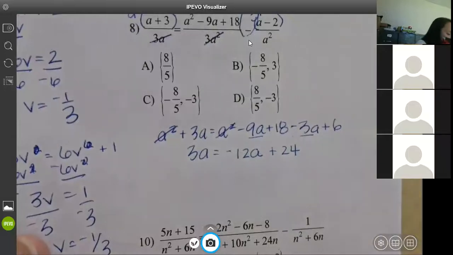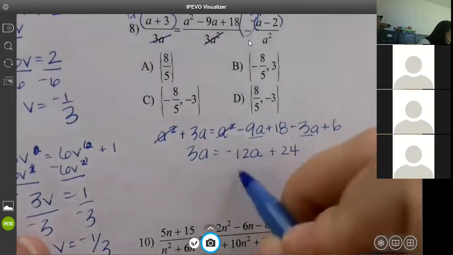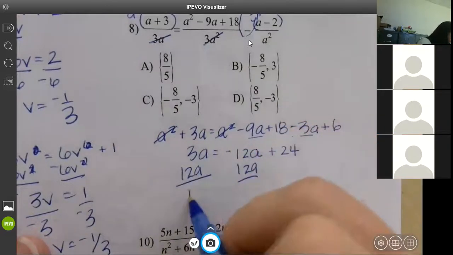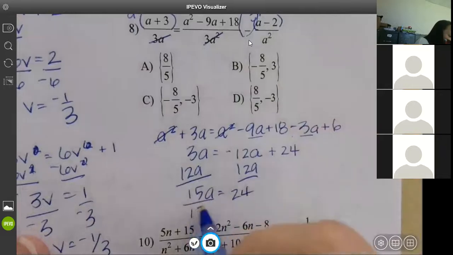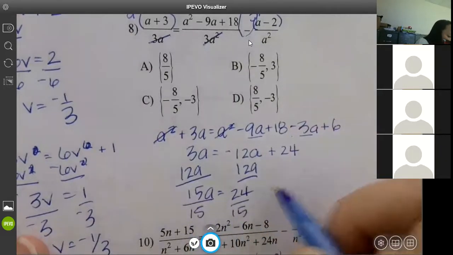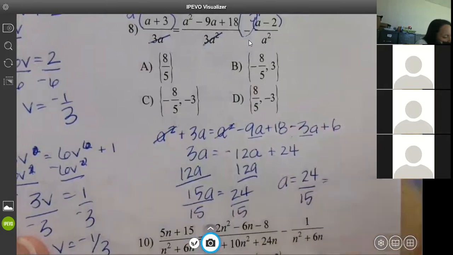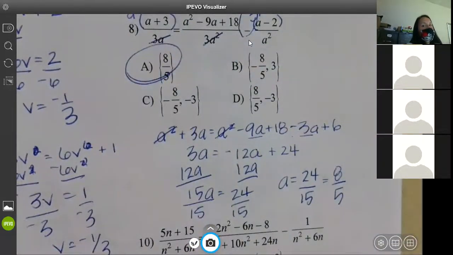How do I solve? Add 12a. 15a equals 24. Divide by 15. We need to reduce 24 over 15. We'll reduce to, and your answer is a. When I plug it back in, it does not cause a 0 in the denominator. Bless you.